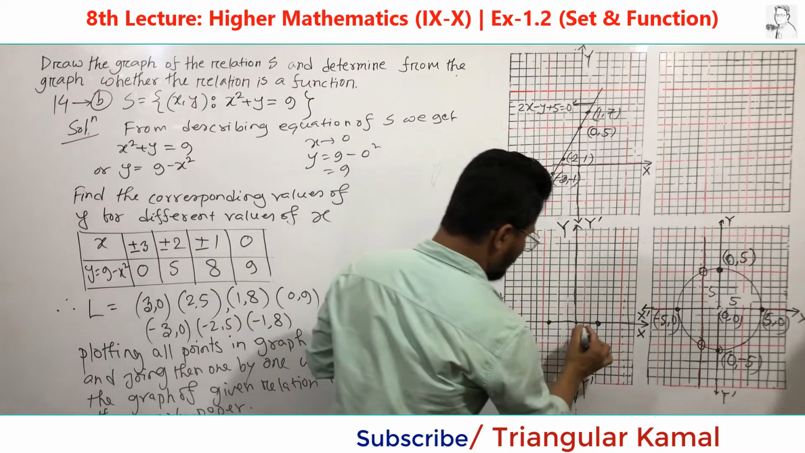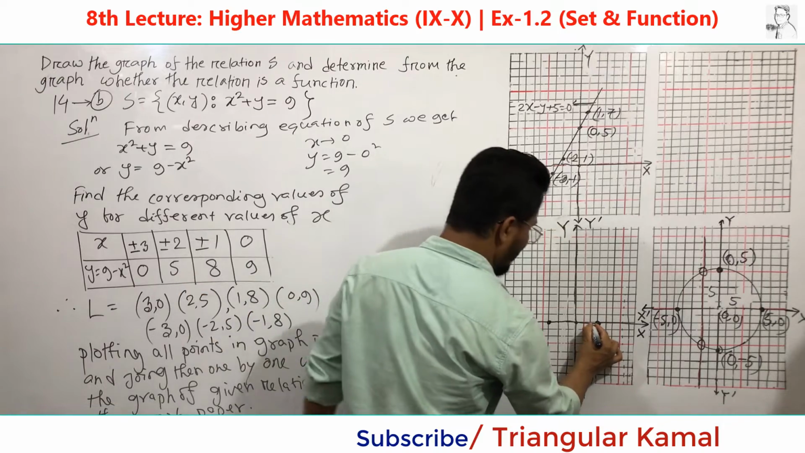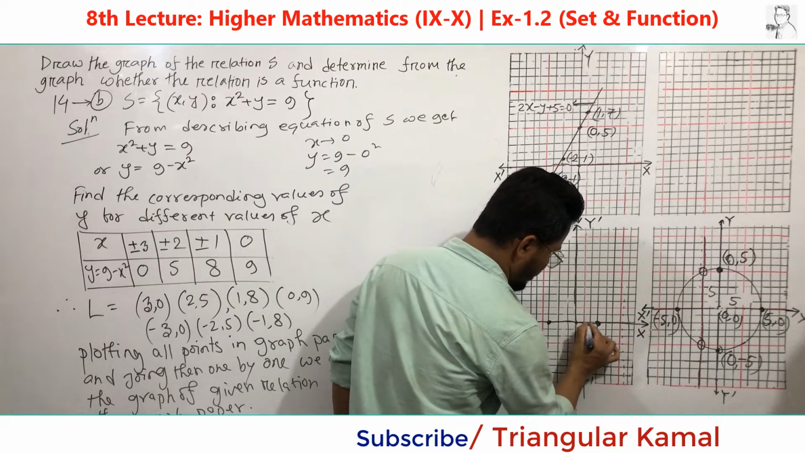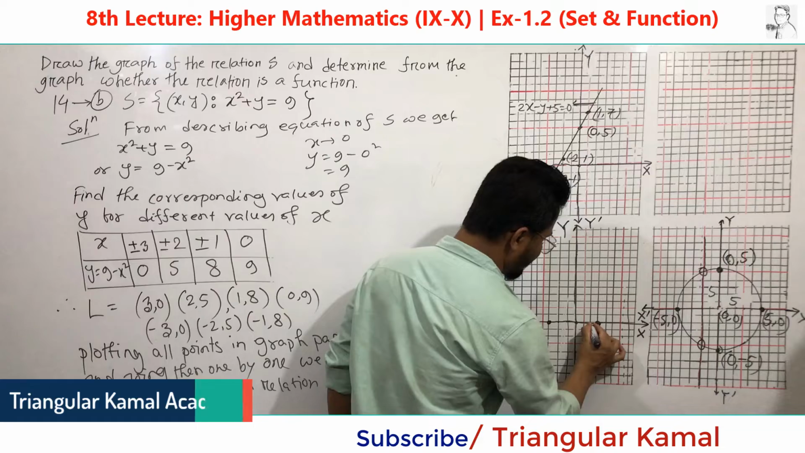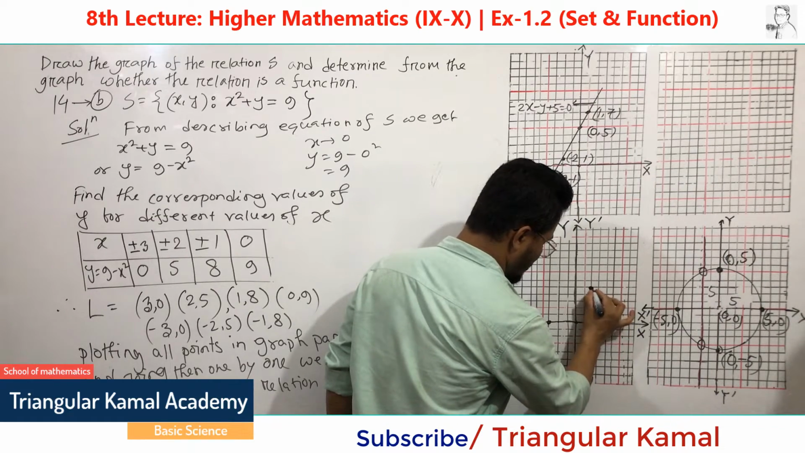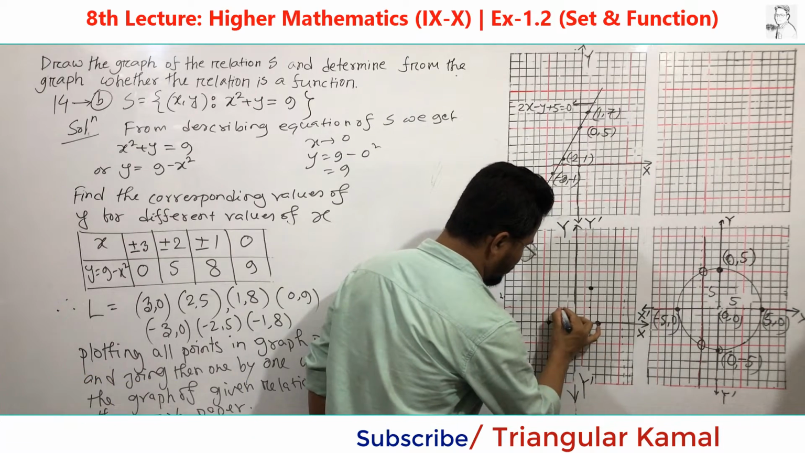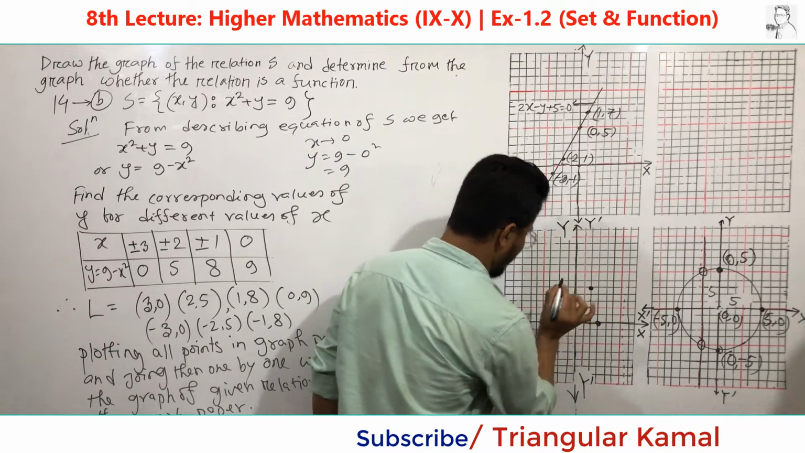Plus minus 2. So this one is plus minus 2. When x is plus 2, y will be 5. So 1, plus 1, plus 2, y will be plus 5: 1, 2, 3, 4, 5. Then minus 2, y will be 5: 1, 2, 3, 4, 5.